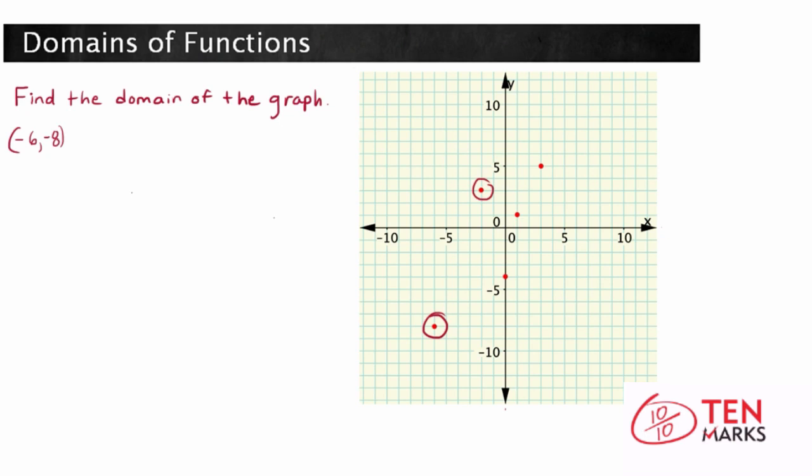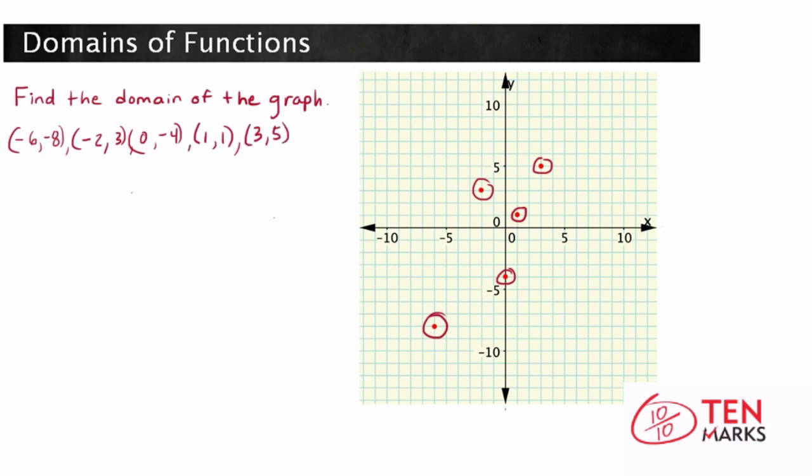Another point takes an input of negative 2 and gives an output of positive 3. Another point takes an input of 0 and gives an output of negative 4. This point takes an input of 1 and gives an output of 1, and this point takes an input of 3 and gives an output of 5.